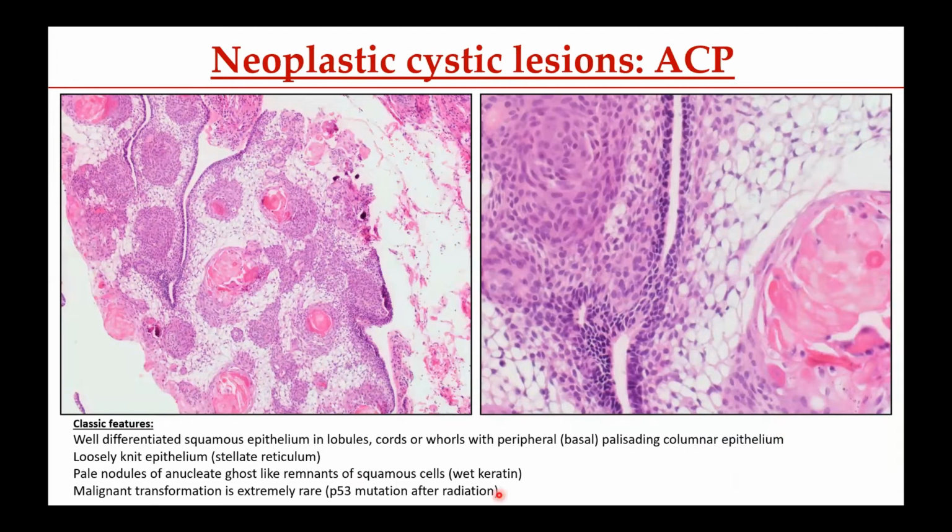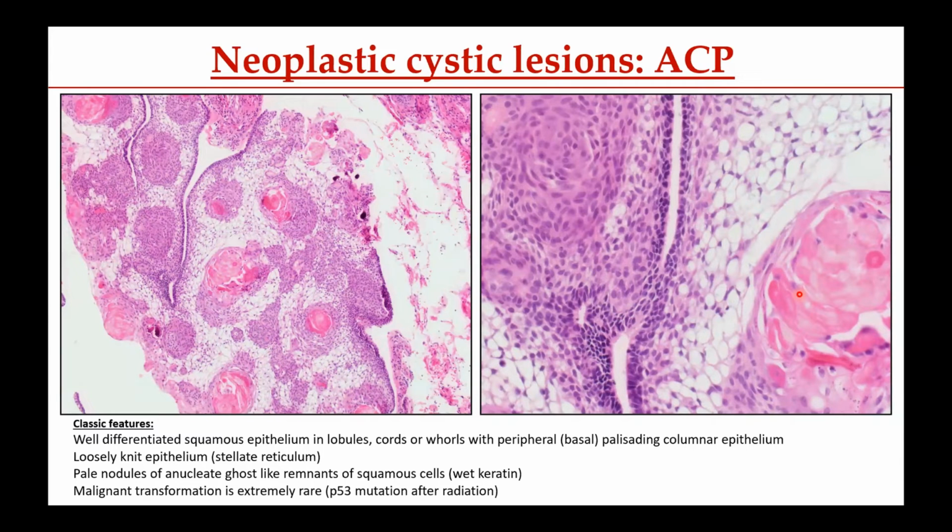histomorphology. There's well-differentiated squamous epithelium that occurs in lobules, cords, and whorls. There's peripheral palisading of the columnar epithelium. There's this loosely knit stellate reticulum, very classic, you can see here, and also wet keratin, which are these ghost-like anucleated cells. So very, very classic morphology. Malignant transformation does occur, but it's extraordinarily rare.